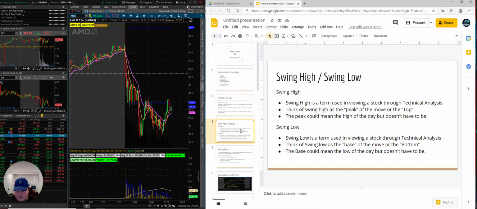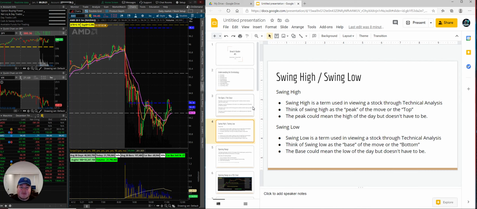But yeah. So now we're sitting here and we're wondering, what's the swing high to the swing low? The swing high is a term used in technical analysis when viewing the stock. Think of the swing high as the peak, or sometimes it can be looked at as the high of day or the top. But with the swing high, it doesn't have to mean high of day, because you can go back to the 20-day 1 hour. You can do stuff like that, and you can find fibs on larger time frames. Now the swing low, you can think of as low of day, or the base or the bottom, but it doesn't have to be the low of day.